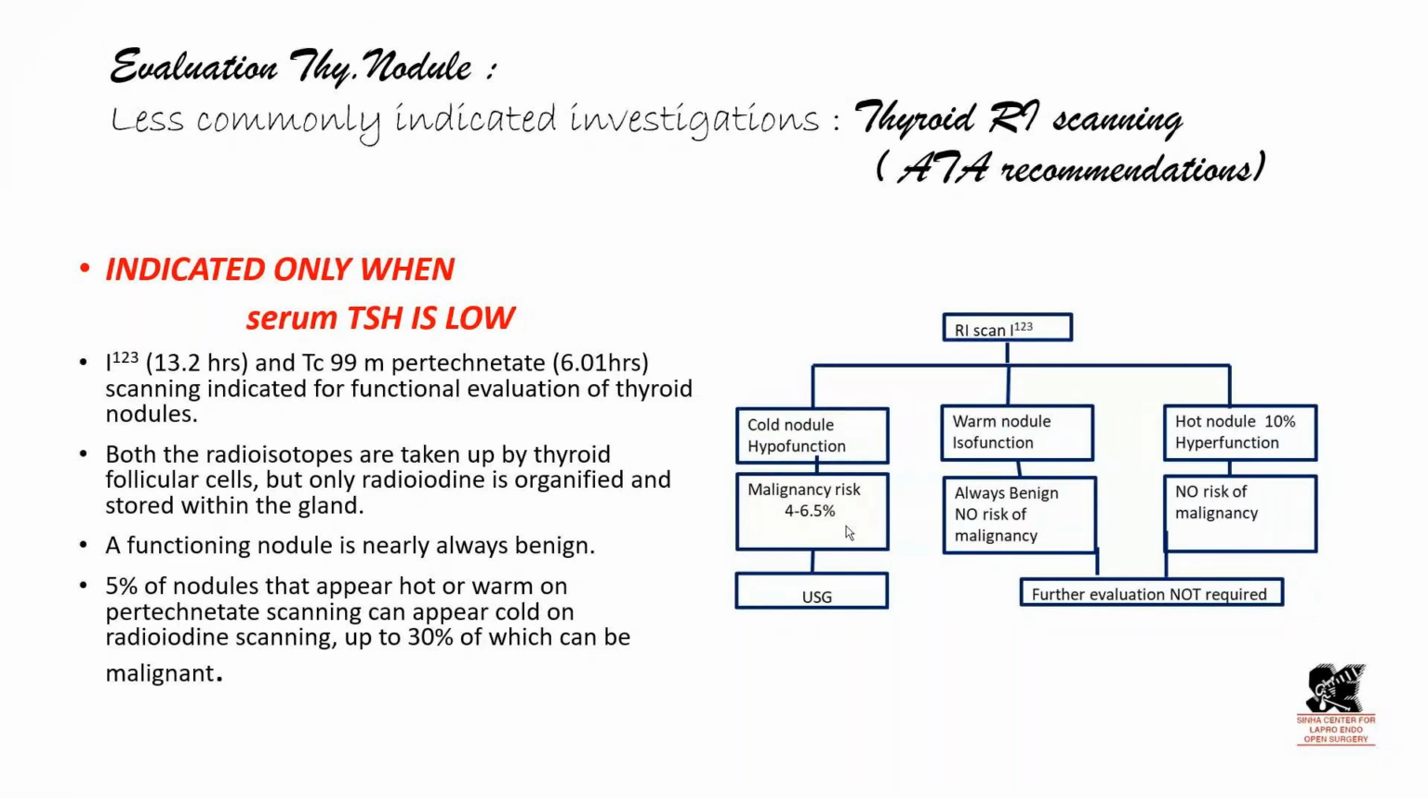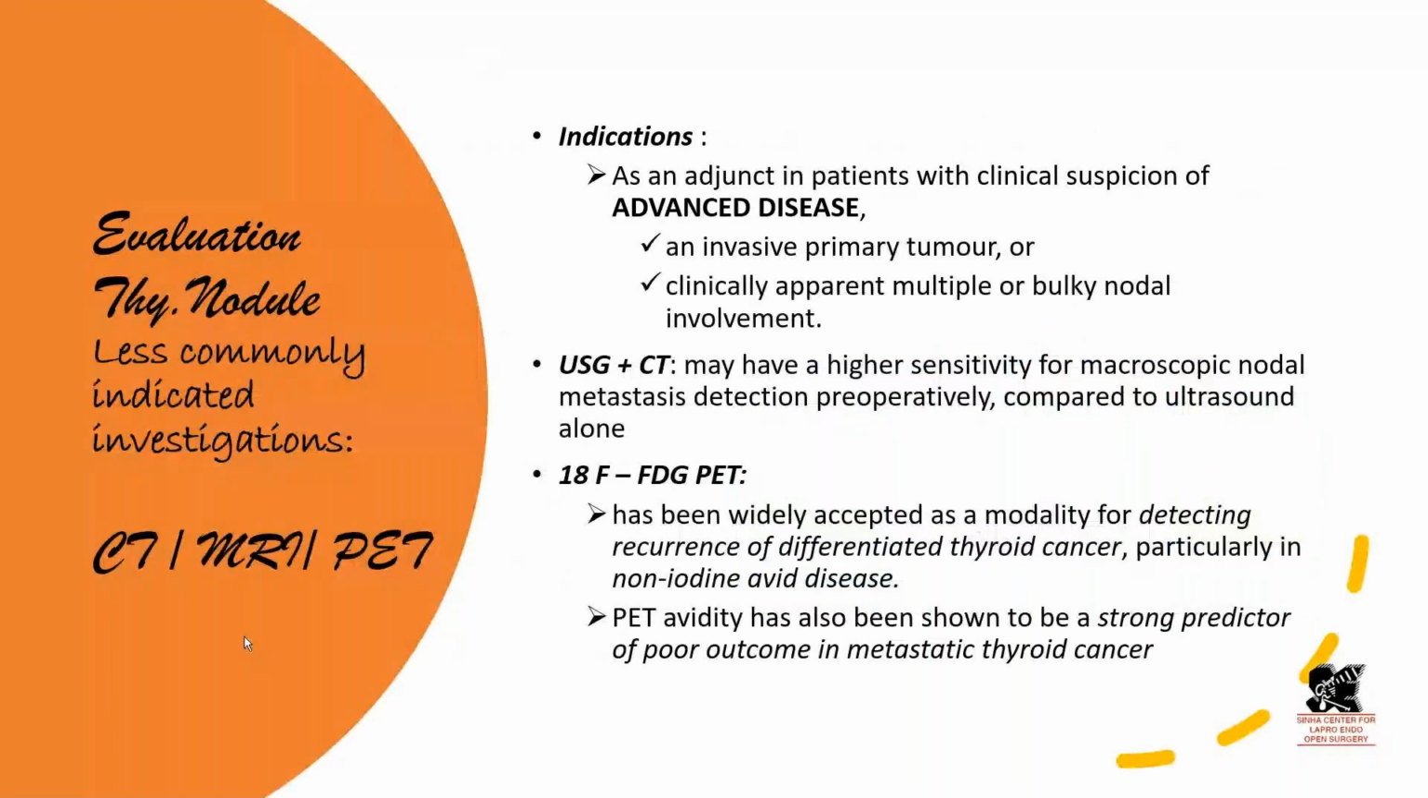Look at this. 5% of nodules that appear hot or warm on pertechnetate, when these same patients are subjected to iodine 131 or 123 scan, 30% of them would be having malignancy. So, what we're trying to put across is that the iodine scan is a much better scan as compared to a technetium 99m scan. The other less commonly required investigations are the CT scan, the MRI, and the PET scan.